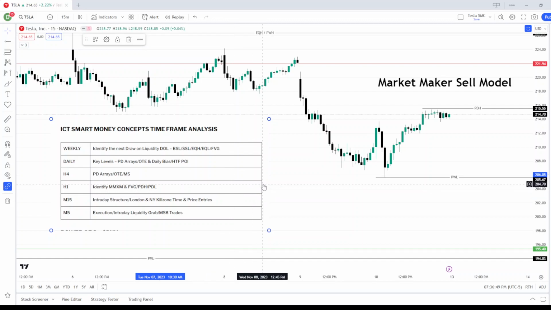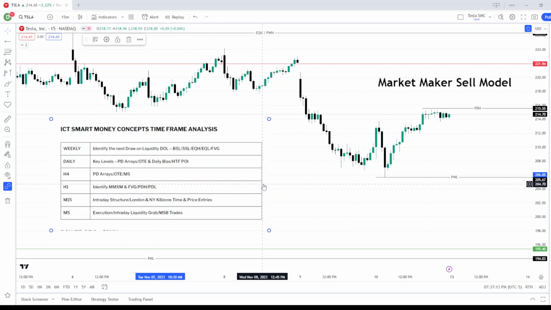One of them I have has the New York AM and PM sessions with the ICT silver bullet time macro in there. Another one I have that I use for futures but could also be used for Tesla or other assets, it breaks up the Asia, London, New York AM, New York PM sessions.